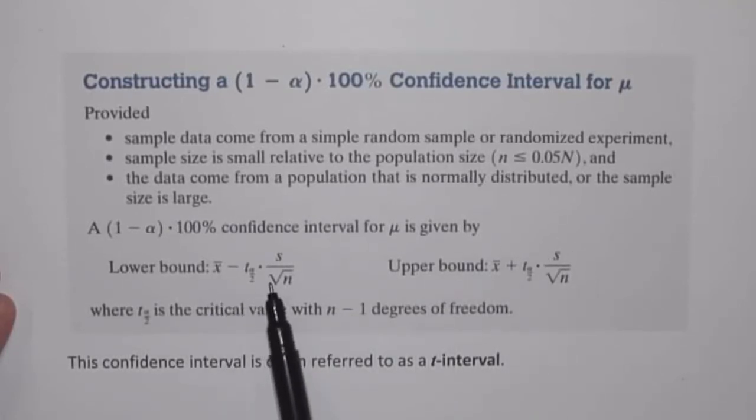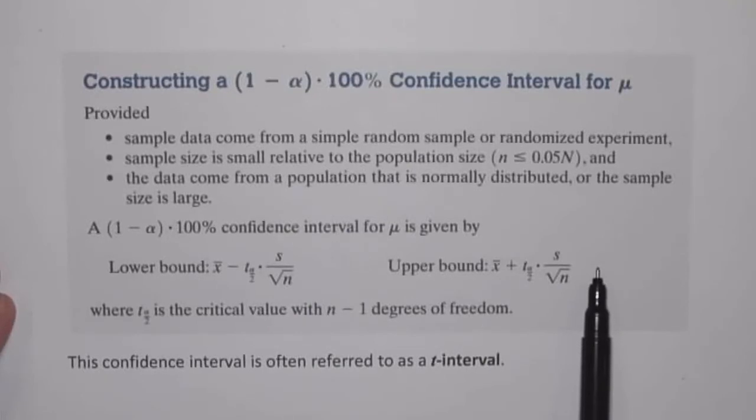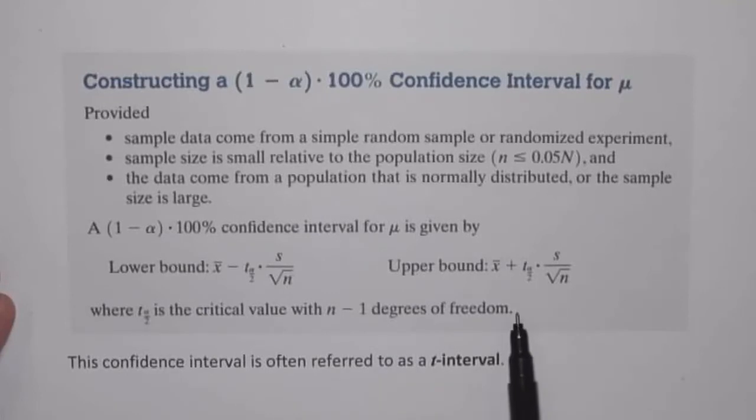So x bar minus the error, x bar plus the error, where t sub alpha over 2 is the critical value with n minus 1 degrees of freedom. This confidence interval is often referred to as a t-interval. So we're finding this confidence interval using the t-distribution for a population mean, and so often that's referred to as a t-interval.